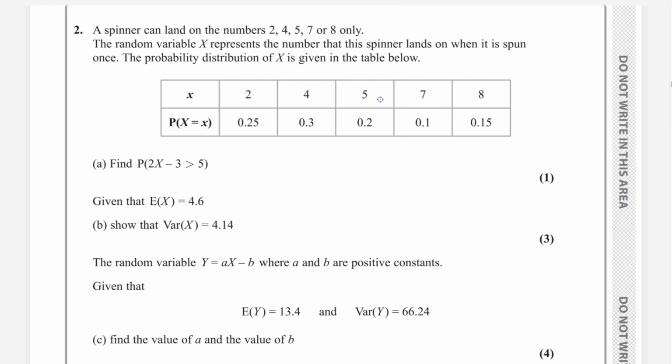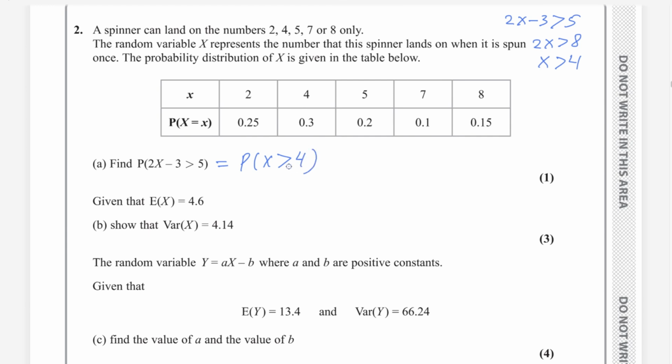So all the relevant numbers' probabilities are given in the table. But you have to rearrange because these probabilities are given for x. So from here, we will get the value of x. So solve this inequality, 2x minus 3 greater than 5. 3 goes to the right side, it becomes plus there, so it will be added to the other side. So 2x will be greater than 8, 5 plus 3 is 8, then divide by 2. So you will get 4. So this is equivalent to probability of x greater than 4.